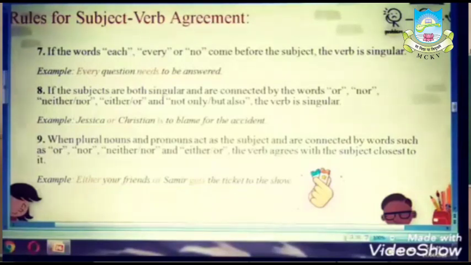Now let's see rule number 8. If the subjects are both singular and are connected by the words or, nor, neither nor, either or, and not only but also, the verb is singular. Example: Jessica or Christian is to blame for the accident. Jessica or Christian is to blame for the accident. I hope you are understanding what I am saying.